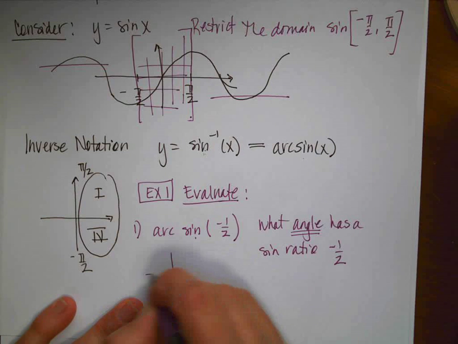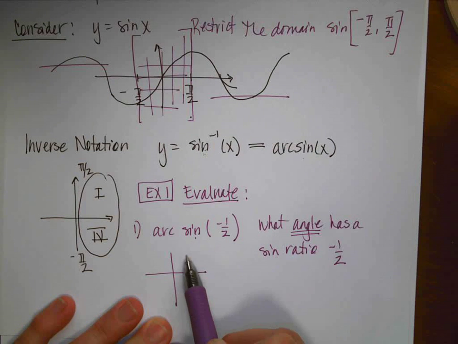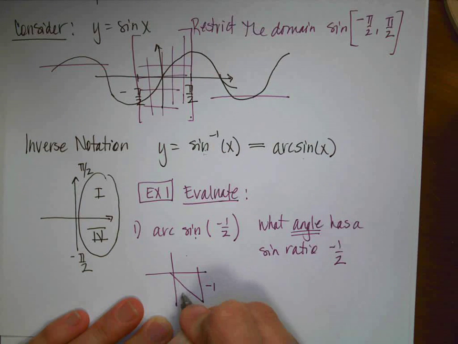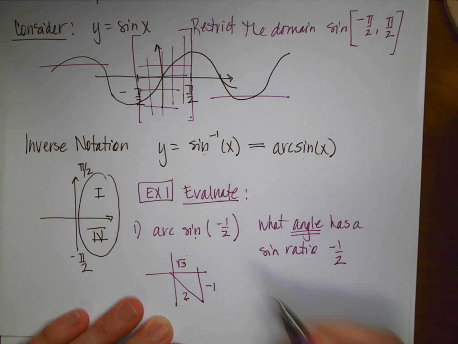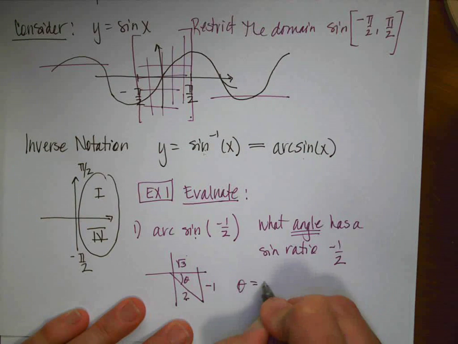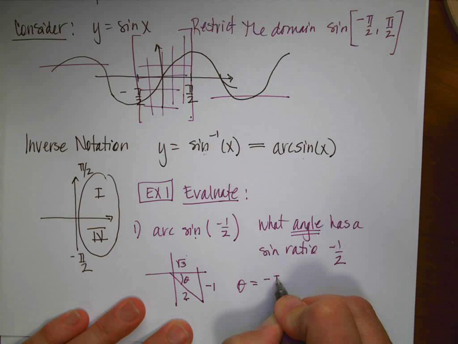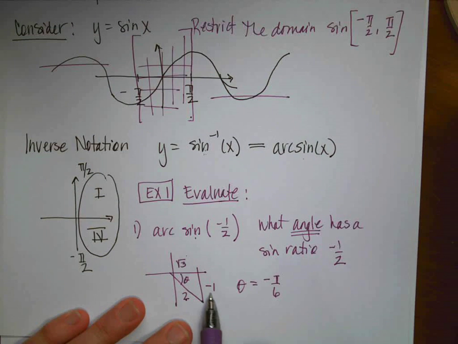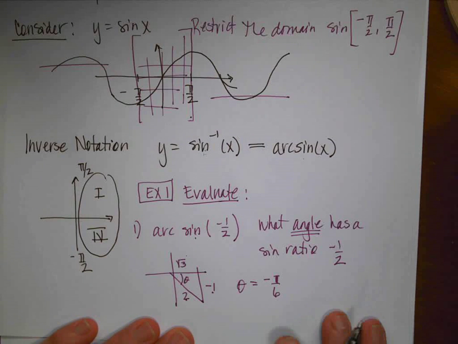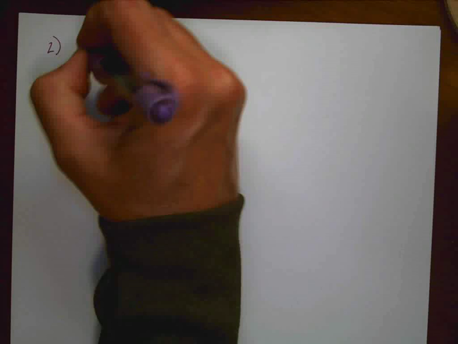So we're going to do this with our specials. Arc sine is limited to the first and the fourth quadrants. Sine is negative in the fourth. So this is a negative 1, this is 2, this would be radical 3. So my theta, right here, is going to be a negative pi over 6, because opposite the 1 is a pi over 6.